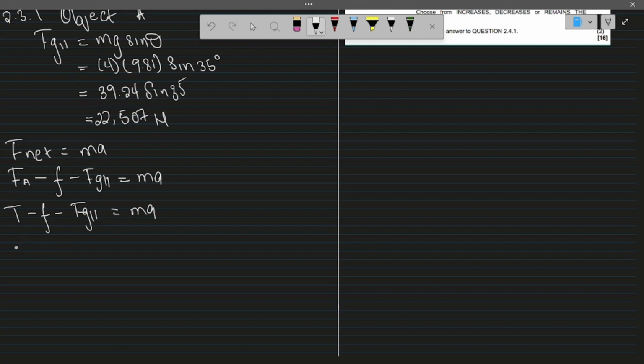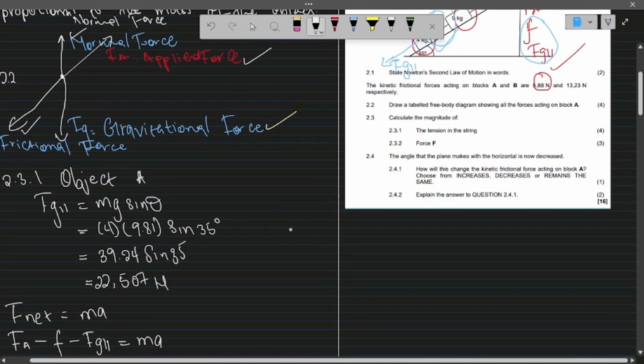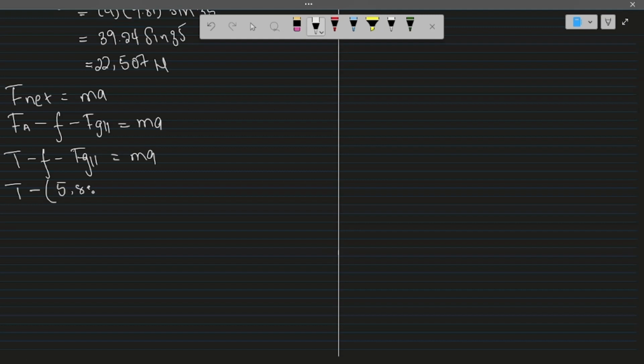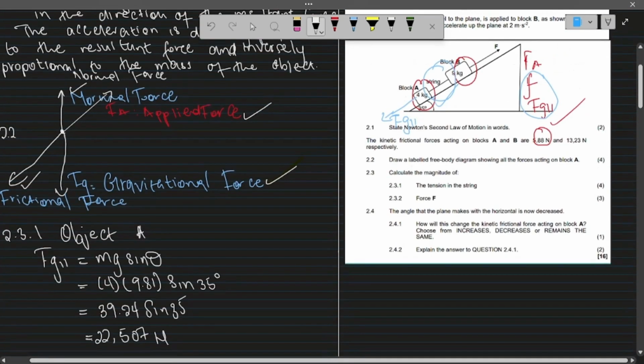So basically now it's the tensional force minus friction. We are told that the frictional force is 5,88 newtons, so you put brackets: 5,88 newtons minus the F_g parallel that you have calculated, which is 22,507, equal to ma. And then it's T minus 5,88 minus 22,507 is equal to the mass of the object, which is 4 kg.